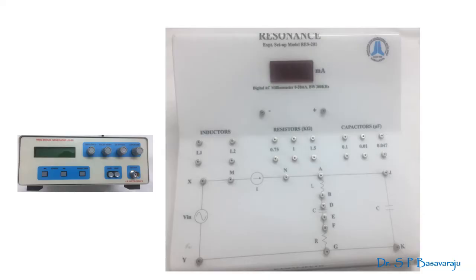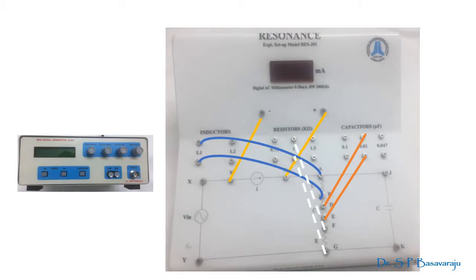Number 1. Connect the AC milliammeter to the two terminals at M and N in the circuit. Here the polarities don't matter as the current is AC. Number 2. Connect L1 across the symbol L in the circuit. Number 3. Connect 0.01 microfarad capacitor across the symbol C between L and R. Number 4. Connect the resistor 1 kilo ohm across the symbol R as shown. And lastly, number 5. Connect the AC output of the signal generator to the points X and Y.